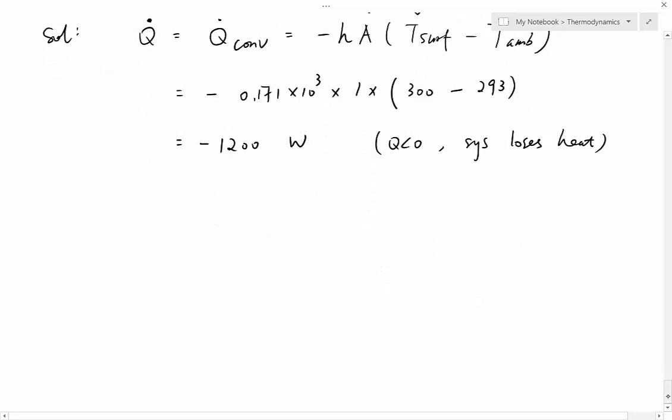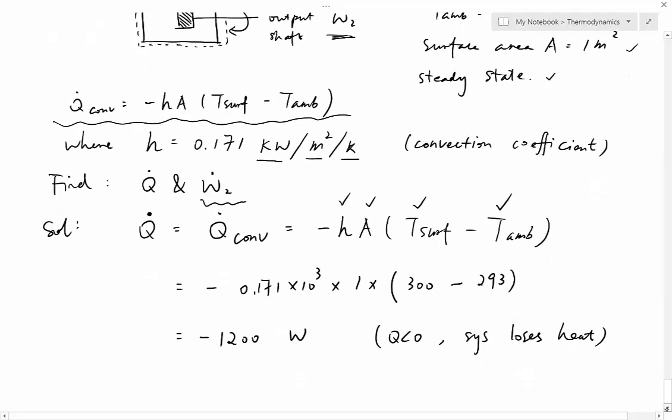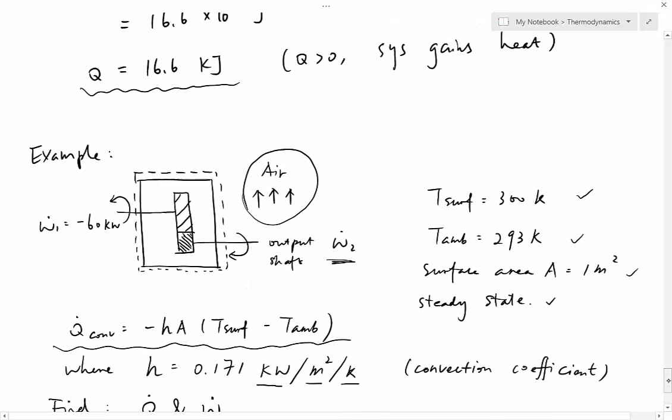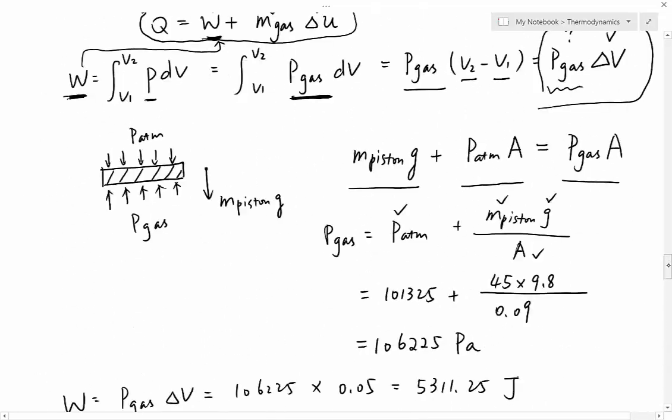Okay, so after Q dot, we're looking for W dot 2. How do I look for work? I have heat transfer now. I'm looking for work. Is there such an equation that has both Q and W in it? Do you remember that? What is that? Yes, that is the first law. So now let's go back to the first law.